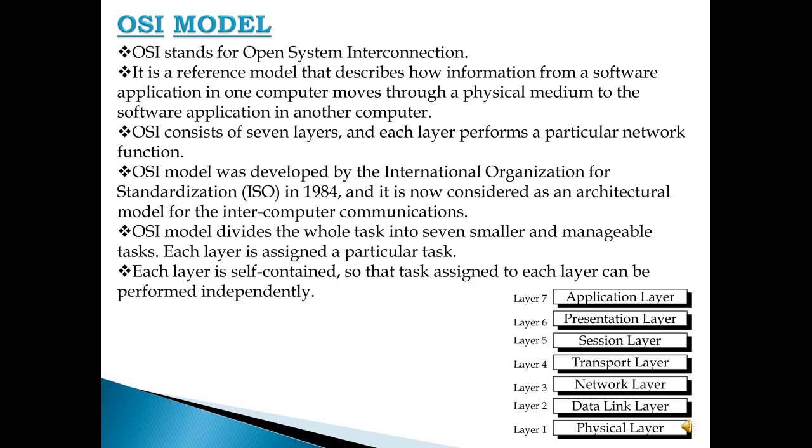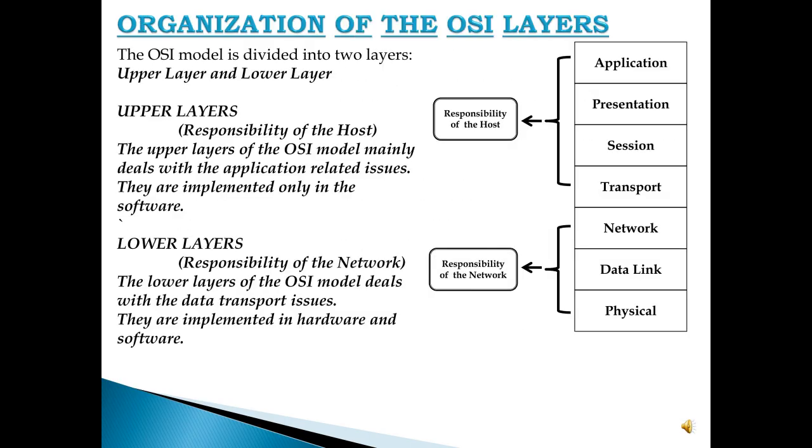So here we can see the particular 7 layers of the OSI model. From the bottom to the top, the layers are physical layer, data link layer, network layer, transport layer, session layer, presentation layer, and application layer.